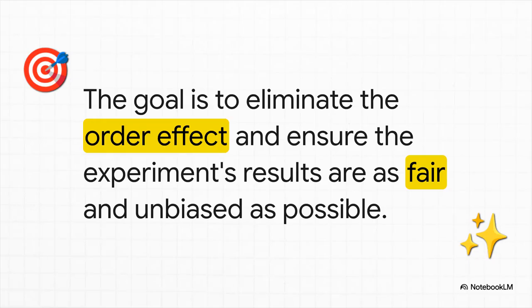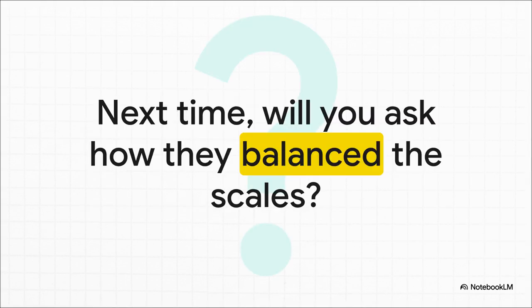The entire goal, the whole reason this technique even exists, is to fight that sneaky order effect and make sure that the results of an experiment are as fair and unbiased as they can possibly be. It's really the bedrock of any reliable comparison. So, at the end of the day, counterbalancing is kind of a quiet hero of the scientific method. The next time you read about a study where the same people are tested on different things, you'll know to ask that really important question. How did they make sure the order didn't matter? How did they balance the scales?